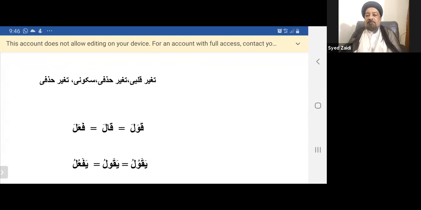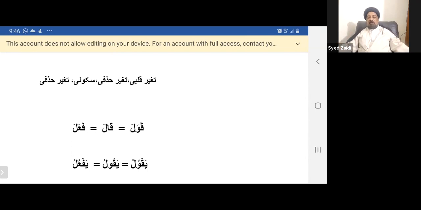There is a تغيير قلبي, تغيير حسبي, right? تغيير قلبي is like once you see one letter has changed into the other letter. And then you have تغيير حسبي, like one letter is deleted from that word, right? And تغيير سكوني. Now, I've not written it correctly, when the correct word is تغيير سكوني. So تغيير قلبي, تغيير حسبي, and تغيير سكوني.